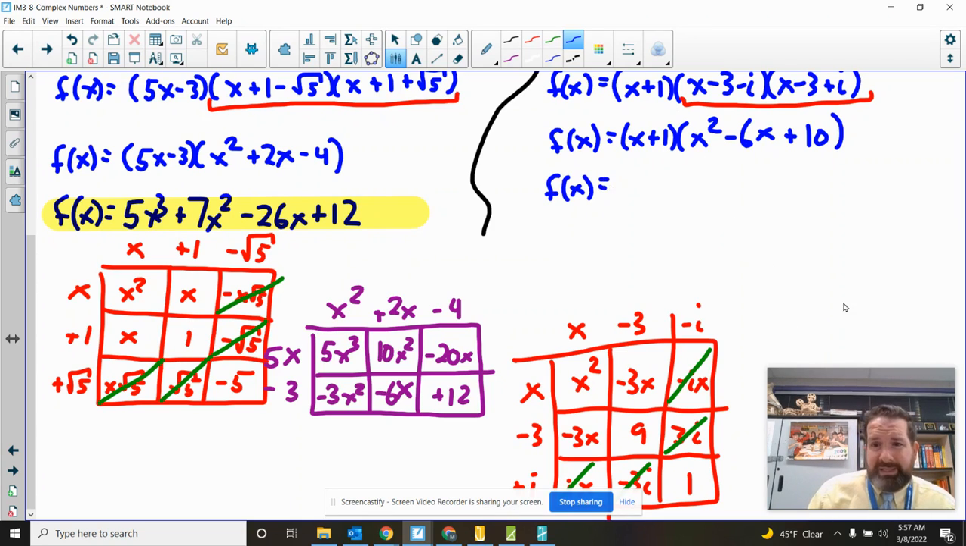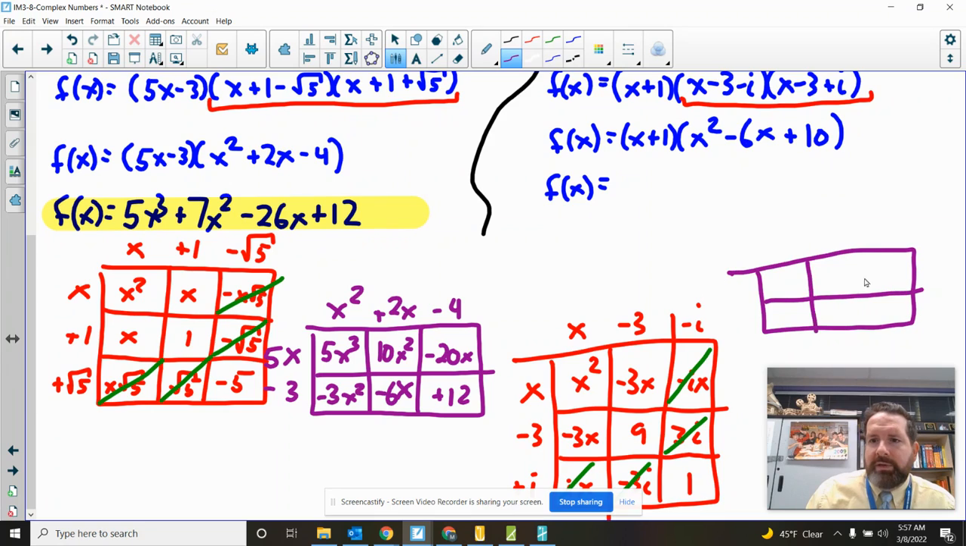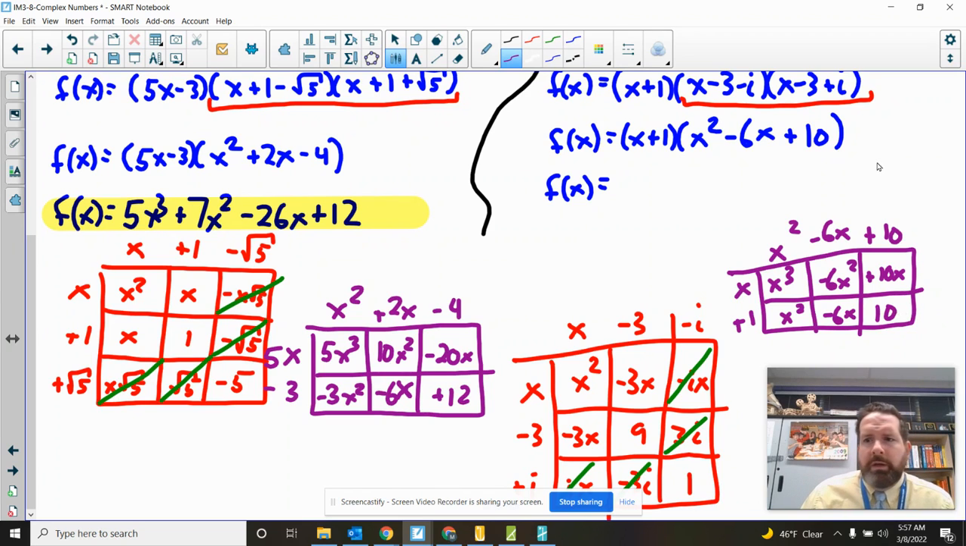multiply out. Now, by all means, set up another grid. And actually, let's just set up another grid. We got a trinomial, and then this binomial. So x to the third minus 6x squared plus 10x. Then here, another x squared minus 6x and a 10. All right, I think we're all through then.